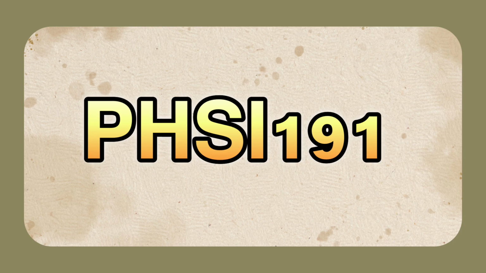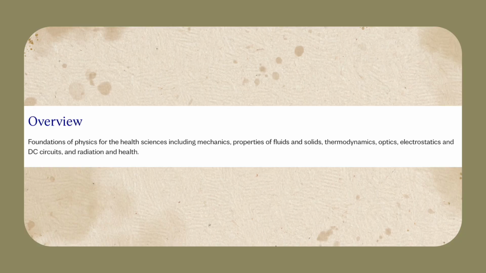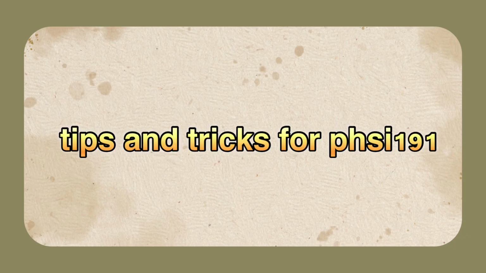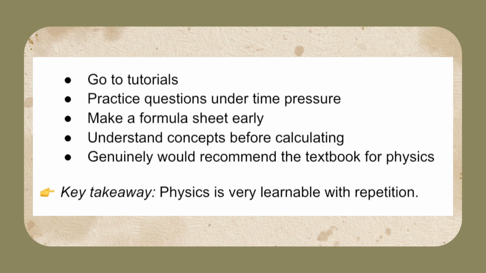So the next paper that you have is Physi 191, which is the biological physics paper. Essentially it sets the foundations of physics for the health sciences, including mechanics, properties of fluids and solids, thermodynamics, optics, electrostatics, and DC circuits, and the radiation and health topic. So there's a couple of topics that you focus on in biological physics.